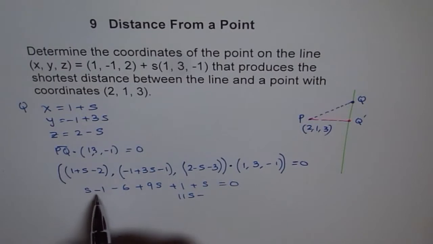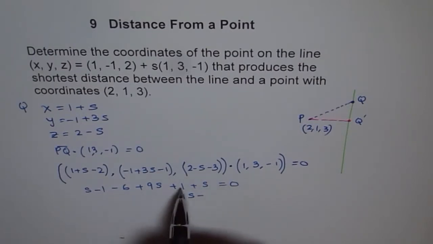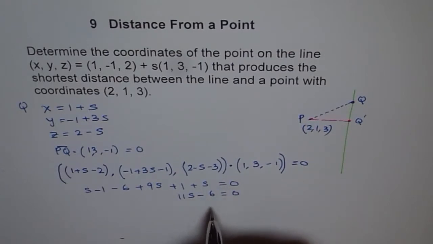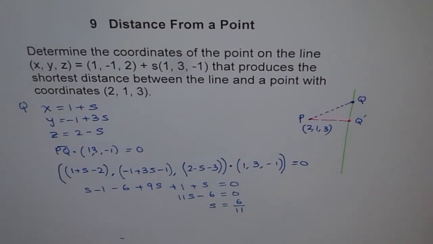And the value of y is minus 1, minus 6 and plus 1, so we get minus 6 here equals to 0, and that gives us s is equal to 6 over 11, correct? So that is the point s for us, correct? If s is 6 over 11, then we can always put in this value of s in our equation, right? And then find what x, y, z are.